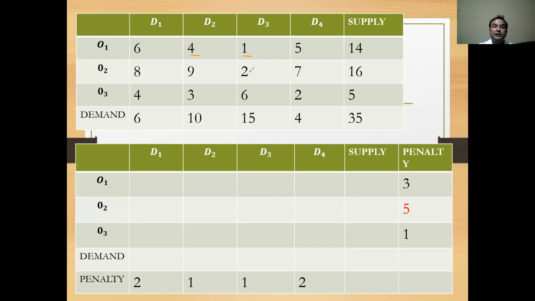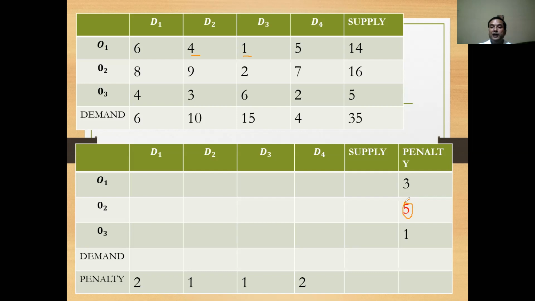Then origin 2: what is the minimum cost? 2, and the second minimum cost is 7. The difference between 2 and 7 is 5, and we have written 5 there. Similarly, for origin 3, the two minimum costs are 3 and 2, and the difference is 1. So origin wise is done. Now let us come to destination wise.